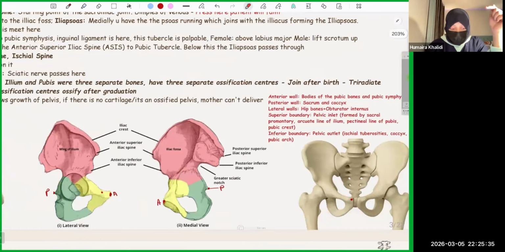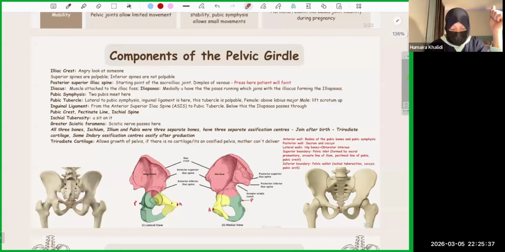Okay, what's the significance of the pubic tubercle, though? Do you guys remember the inguinal ligament from my previous lecture? The inguinal ligament attached to two things. What were the two structures? It attached to the pubic tubercle and the anterior superior iliac spine. Very good, guys. The inferior spines would not be palpable.